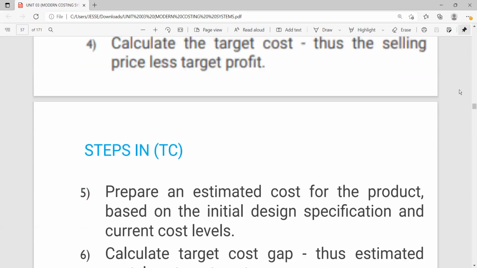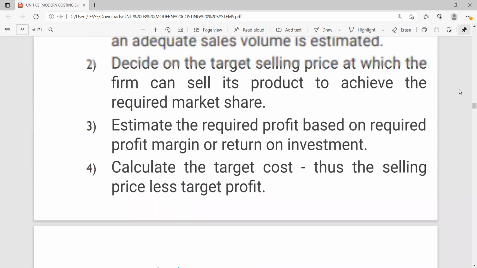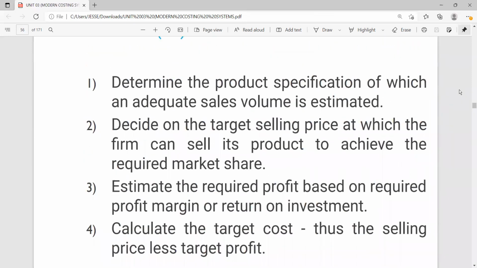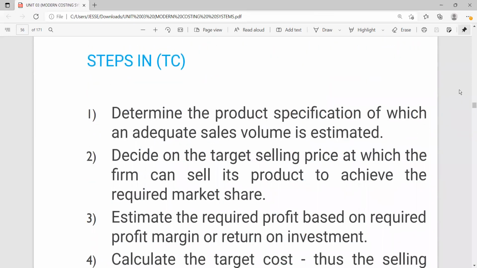So let's use a typical example. I'm going through the steps again by using a typical example. So determine the product specification. Let's say we are using a car here. Let's say a Ferrari, right? You want a Ferrari that is able to go at top speed. It's red. The tires are very solid. The engine is very solid. So that's the product specification.